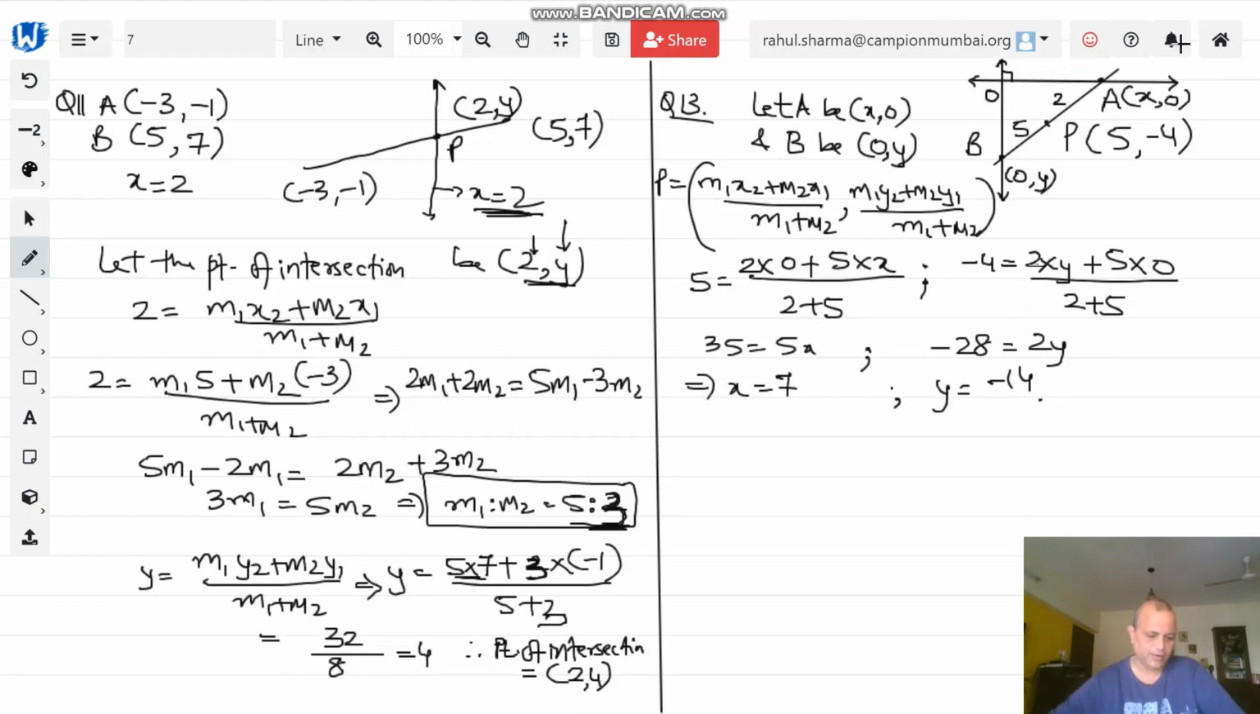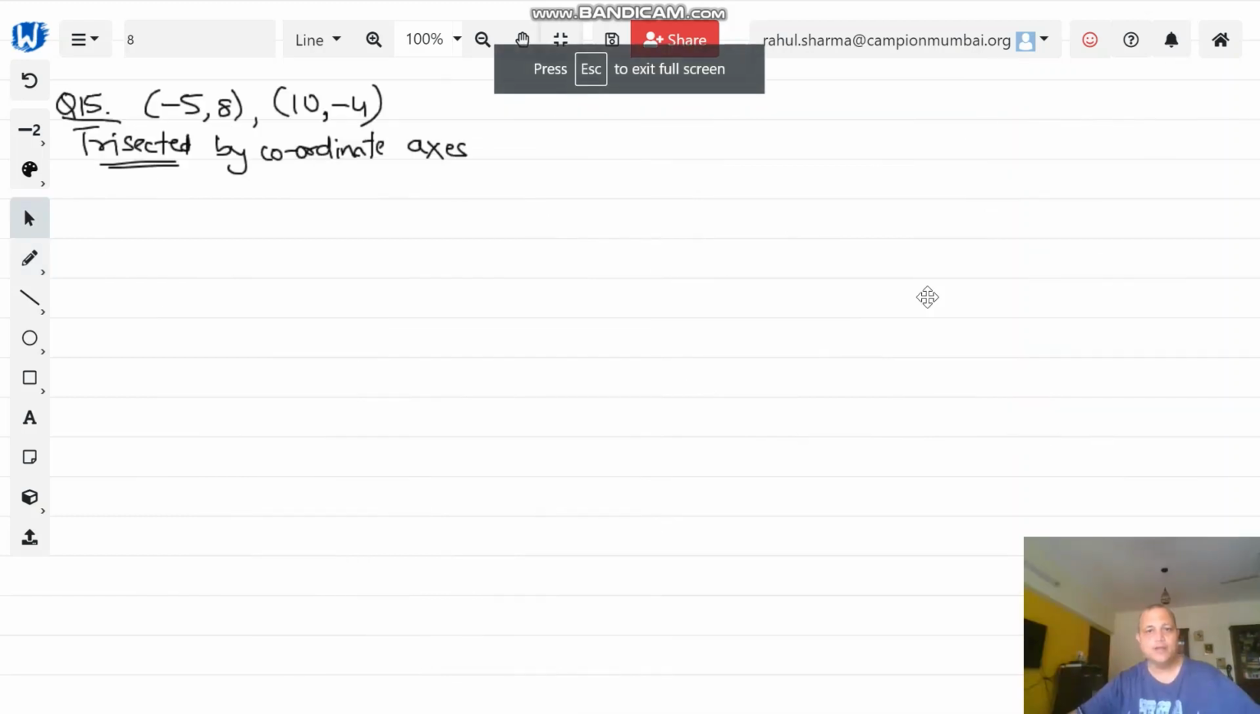So what do we need to find? We need to find the coordinates of point A and B. Therefore, A is equal to (7, 0) and B is equal to (0, -14). Next question, question number 15.